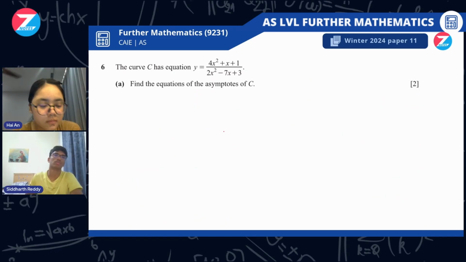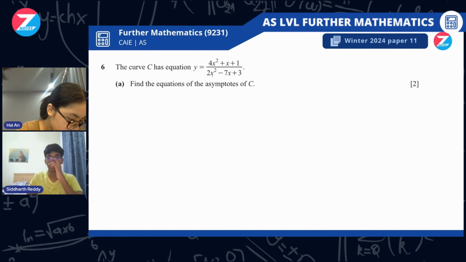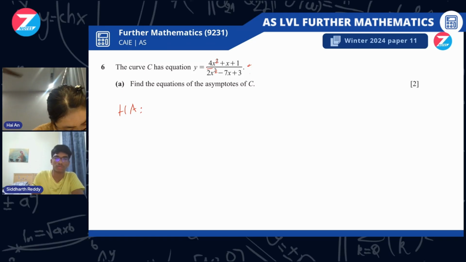So the sixth question. The curve C has equation y is equal to 4x squared plus x plus 1 divided by 2x squared minus 7x plus 3. So they're asking us to find the equations of the asymptotes of C. So we check the numerator and denominator have the same degree, which is 2. So that means there will be a horizontal asymptote. The horizontal asymptote is just the coefficient of the largest exponent of the numerator divided by the coefficient of the largest exponent of the denominator. So in this case, it's 4 by 2, which is just 2. So y is equal to 2.